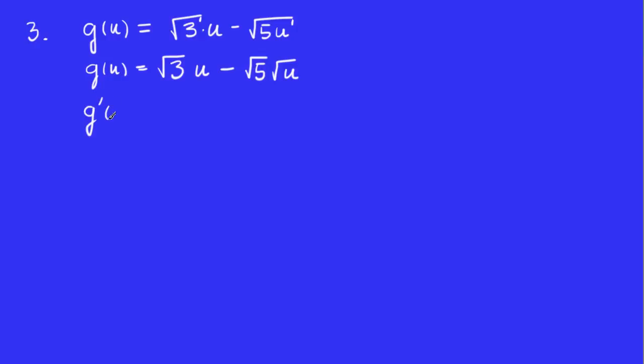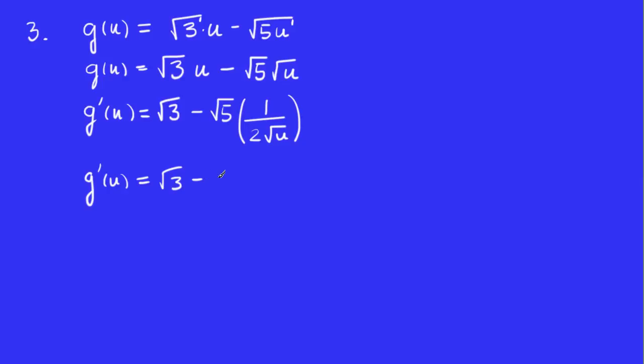So let's do the derivative. It's root 3 constant times the derivative of u, which is 1. So root 3 times 1 is just root 3, minus root 5, and then we multiply by the derivative of root u, which is 1 over 2 root u. And that's basically done. Why don't we just get rid of those brackets? So root 3 minus root 5 all over 2 root u. Okay? So just be careful here, because the root sign went over the whole thing, and we don't know how to do that derivative.